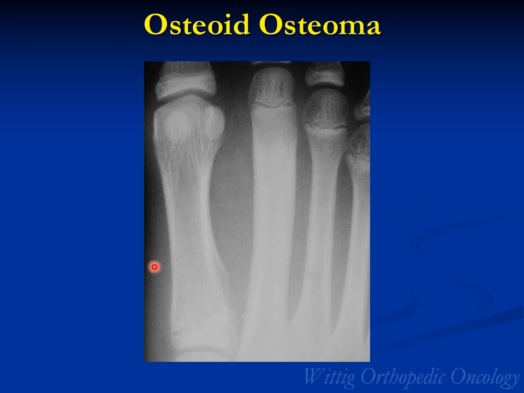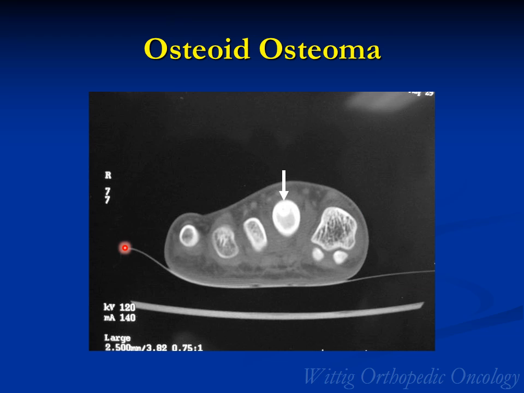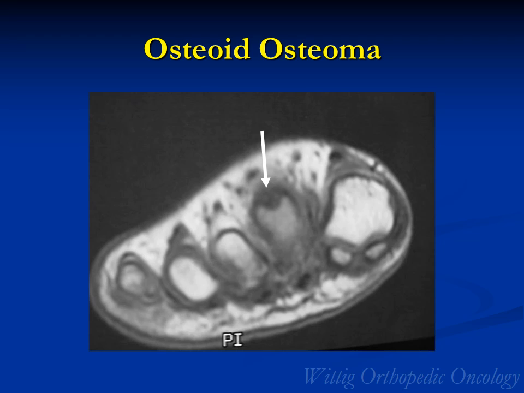This is an osteoid osteoma of the toe, the metatarsal bone. It may be difficult to identify on plain radiographs, and CAT scan is useful. You see the cortical thickening around it and a small nidus in the center. Again, MRI may or may not be useful. Often a CAT scan can be more useful than an MRI for evaluating for the presence of an osteoid osteoma.